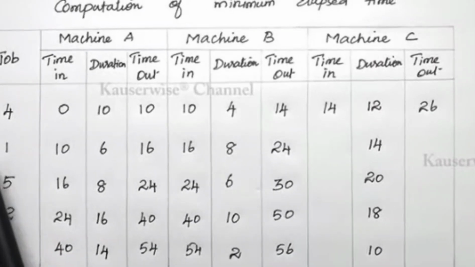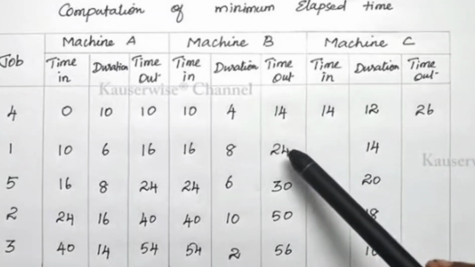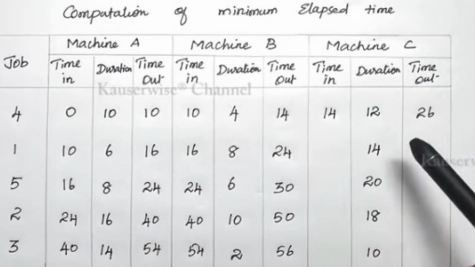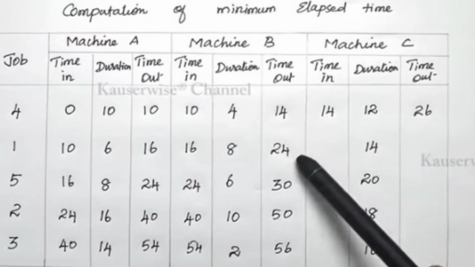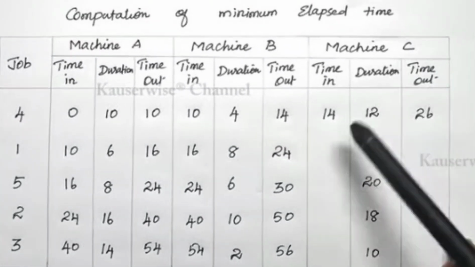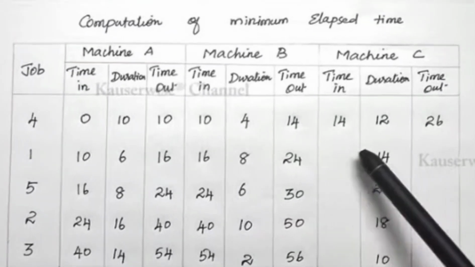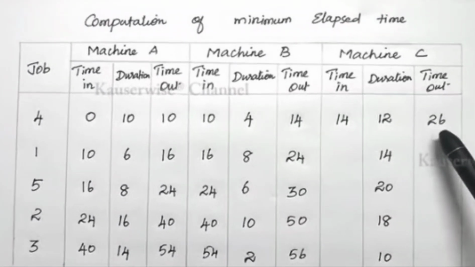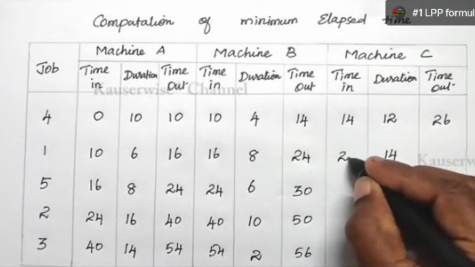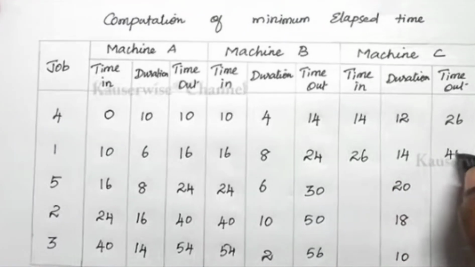For the next job, just compare the current job's out time from machine B and previous job out time from machine C. Okay, so here we need to enter greater value as in time for the current job on machine C. Okay, which means machine C will take up the next job after completing the previous job only. Okay, so the in time is 26 and plus duration 14 is equal to 40 is the out time.